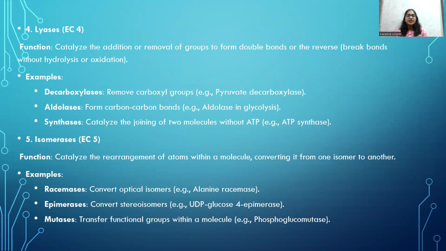Lyase. Catalyzes the addition or removal of groups to form double bonds or reverse, or breaks the bonds without hydrolysis or oxidation. The first one is decarboxylase. Removes carboxyl groups. Example, pyruvate decarboxylase. Aldolase. Forms carbon-carbon bonds. Example, aldolase in glycolysis. Synthase. Catalyzes the joining of two molecules without ATP. Isomerase. Catalyzes the rearrangement of atoms within a molecule, converting it from one isomer to another. First one is racemase. Converts optical isomers. Epimerase. Converts stereoisomers. Mutases. Transfer functional groups within a molecule.